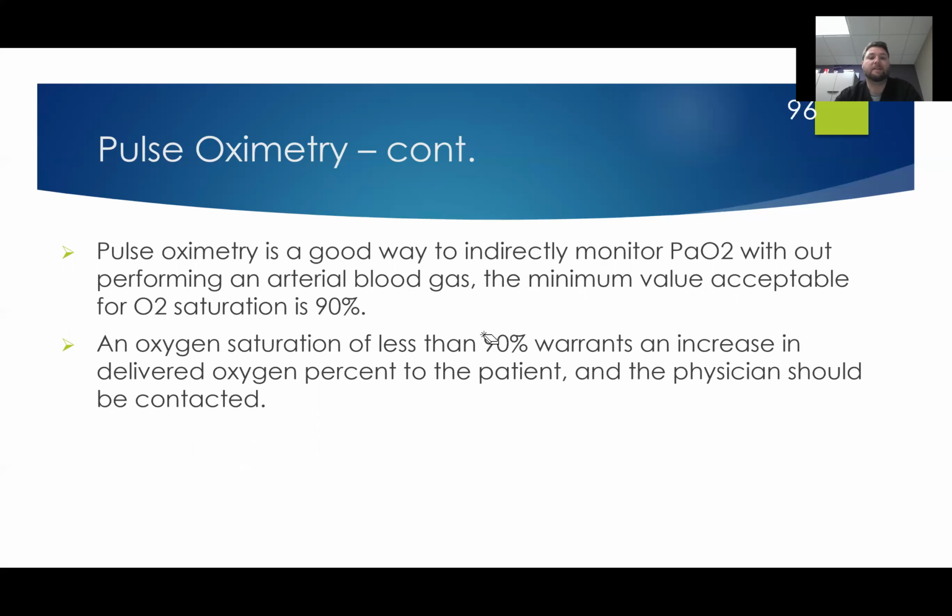So pulse oximetry is a great way to indirectly measure your PaO2 without having to poke somebody with a needle. Your minimum acceptable value generally is going to be 90, and you want most patients to be above 90%, with the exception being COPD patients, where we're okay with 88 to 90. So oxygen saturations less than 90 would warn an increase in delivery of oxygen. You may want to go ahead and call your doctor at that point and say, okay, this person's saturation is below 90. We need to go ahead and start oxygen therapy and get the order in there and get them on something.